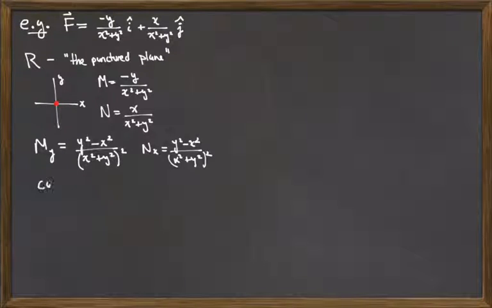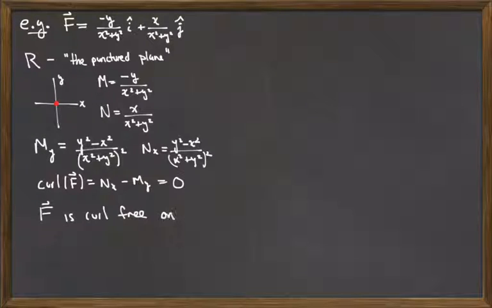So what does this tell us? The curl of the vector field, which is the difference of these two partial derivatives, is 0 for all points on the punctured plane. Therefore, F is curl-free on the region.